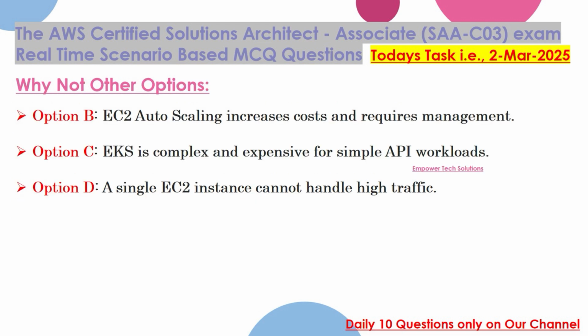Why not other options? Option B, EC2 auto-scaling increases costs and requires management. Option C, EKS is complex and expensive for simple API workloads. Option D, a single EC2 instance cannot handle high traffic.